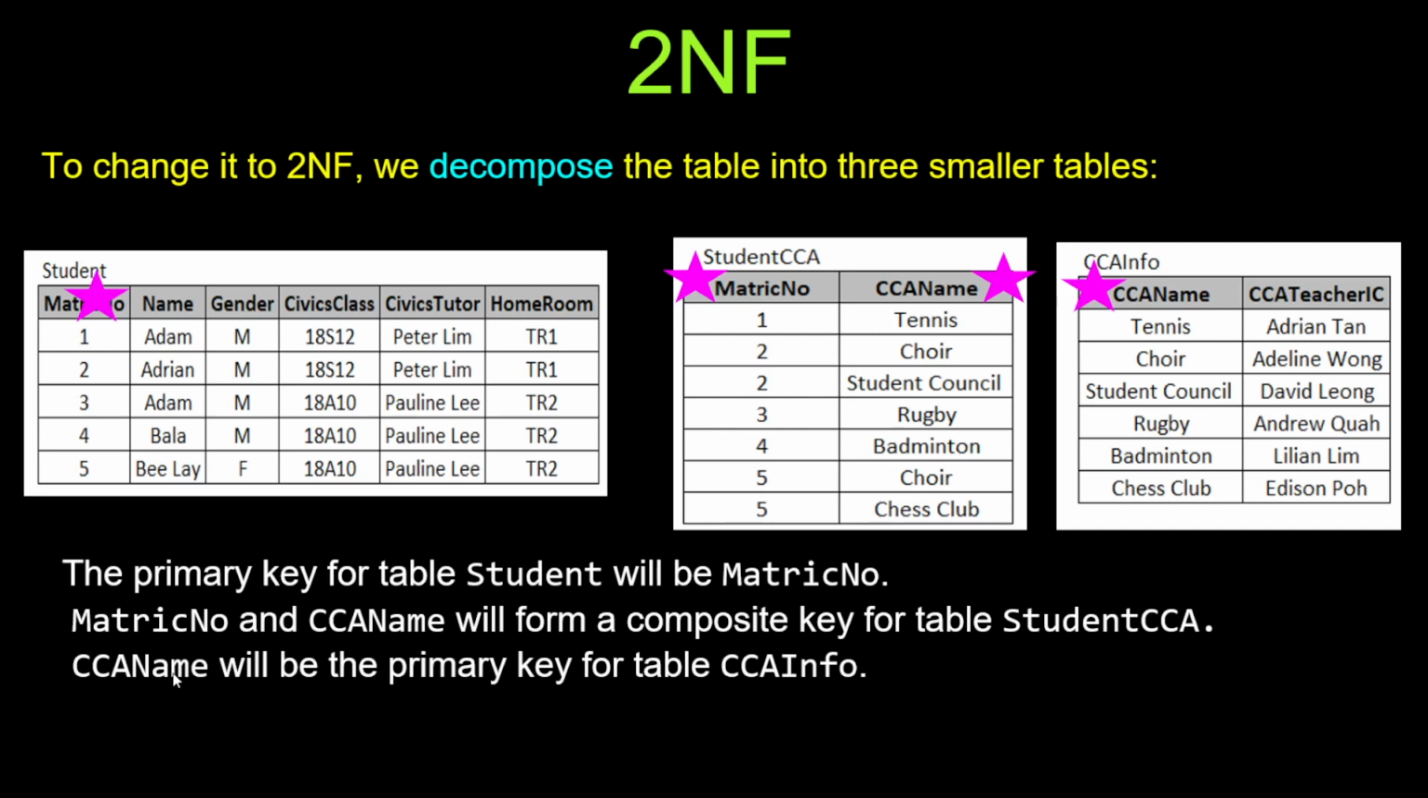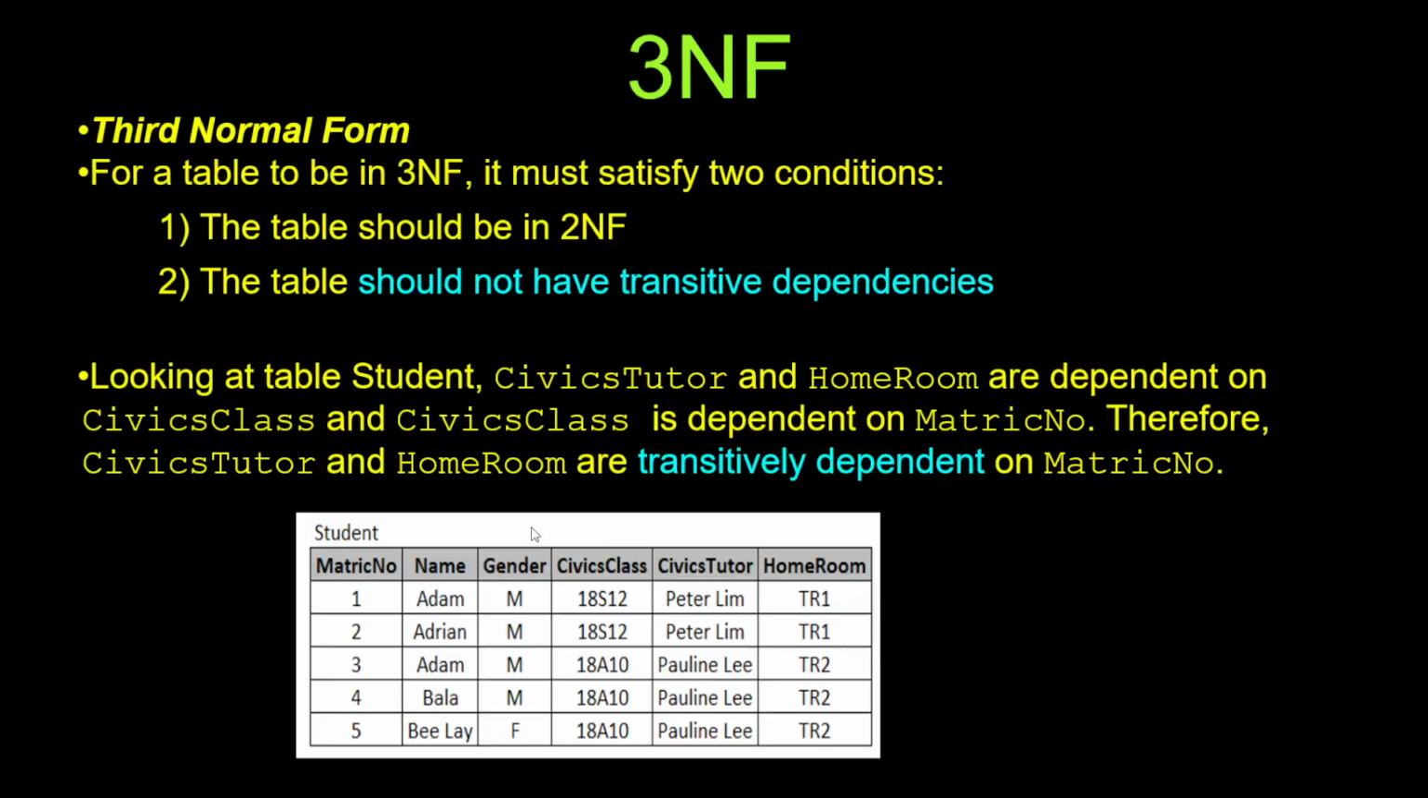Alright, and then, yep, that's it. Okay, next, let's go to 3NF. For 3NF, it must satisfy 2 conditions. First, it must be in 2NF, and then it should not have transitive dependencies.